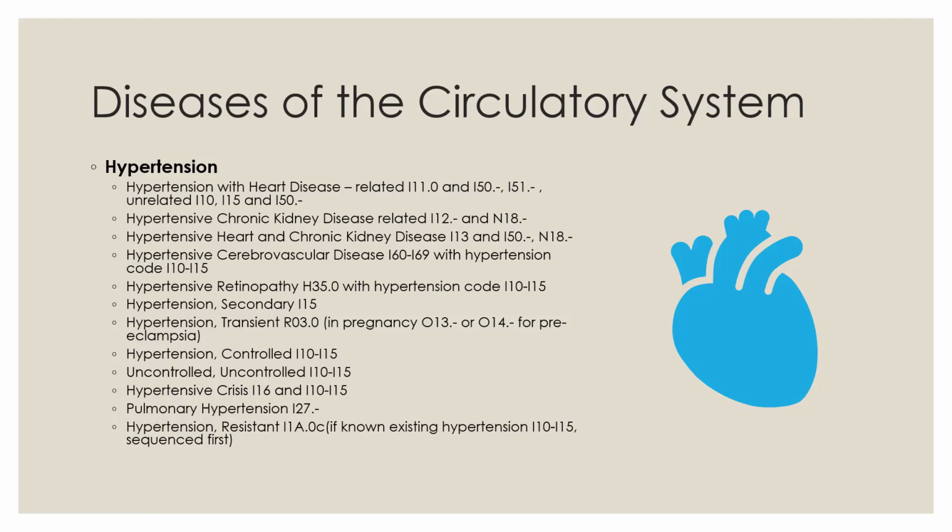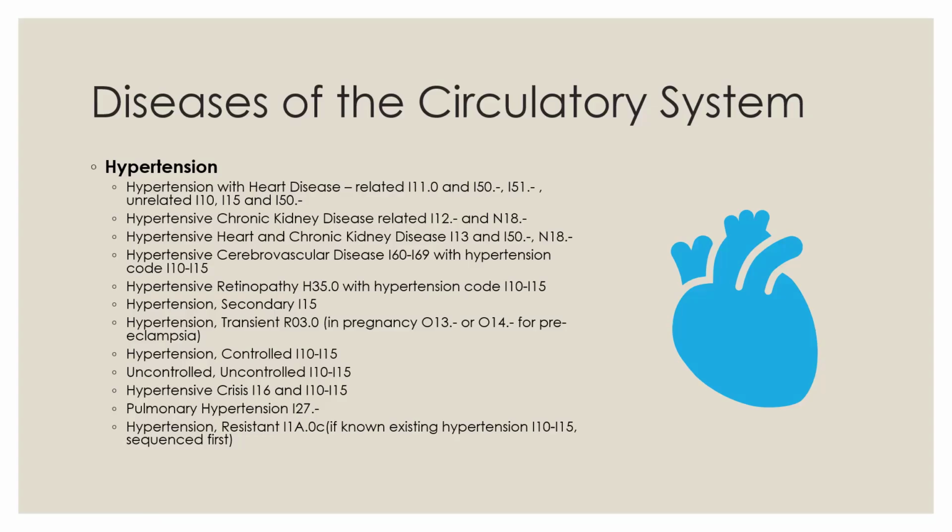Number 6, hypertension secondary. Secondary hypertension is due to an underlying condition. Two codes are required, one to identify the underlying etiology and one from category I15 to identify the hypertension. Sequencing of codes is determined by the reason for the admission or encounter.